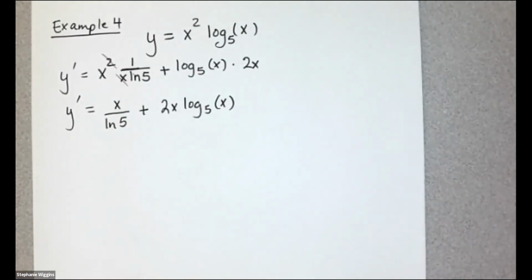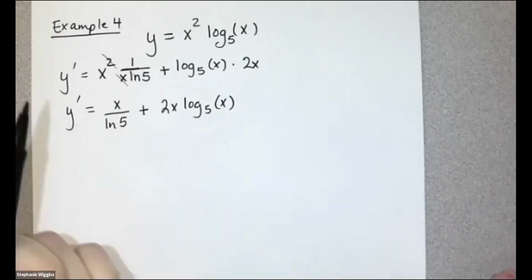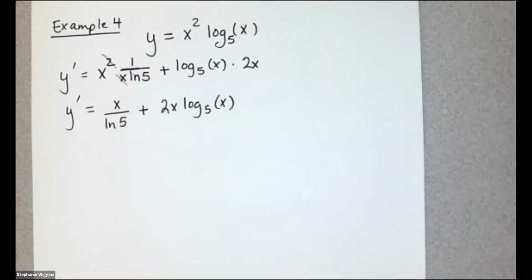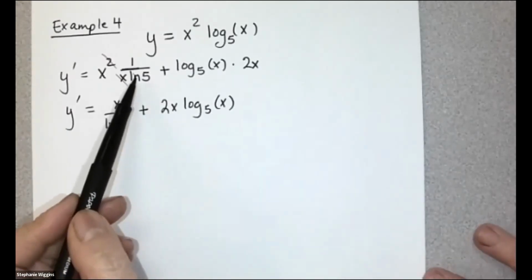So it's really just the same rules as when you have e to the x and the natural log of x. You just have that one constant that you've got to multiply by. So when you're doing an exponential function, you multiply the numerator by that constant, and when you're doing a log function, you multiply it in the denominator.